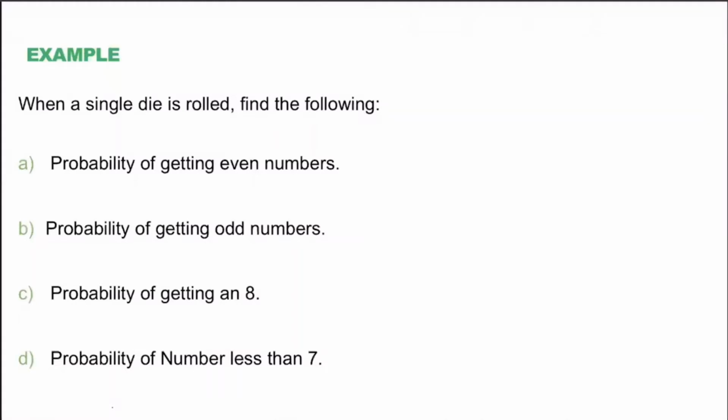We are working on the classical definition of probability, and we have seen that the probability of any event E is equal to the number of outcomes in the event E divided by the total number of outcomes, or the total number in the sample space. Now, let's answer this question based on the classical definition of probability.